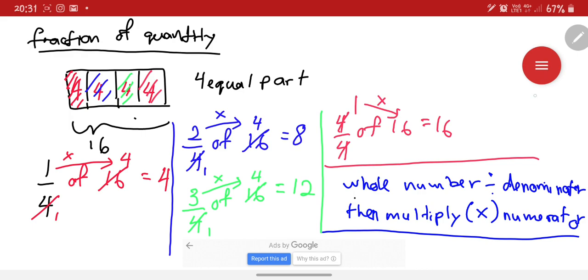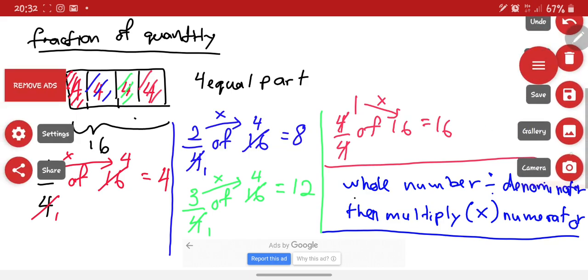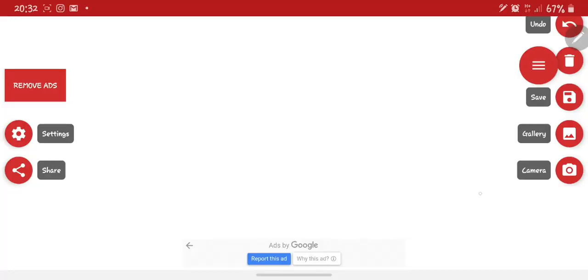Okay, let's do another one. I'm going to clear this one. This time around, we are not going to use our bar. The bar is just to guide you at first, and then eventually you don't need that anymore. I'm going to clear the page.